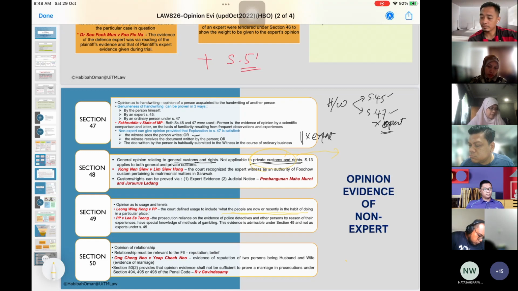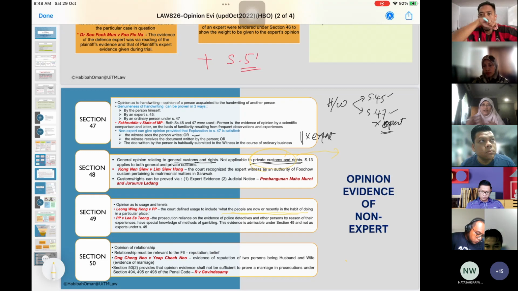Okay. If you look at the case of Lee Yi Tiong, this is a situation where you are talking about the methods of gambling. This one is special. It means gambling from the old system until now is different. Technology changes, and then the system also changes. So the person who is acquainted with that will give evidence. But he is not an expert. Perhaps in this case he ventured into the area. He did a lot of investigation in the case, so he gave evidence, and this evidence is under section 49. Get that? Okay?